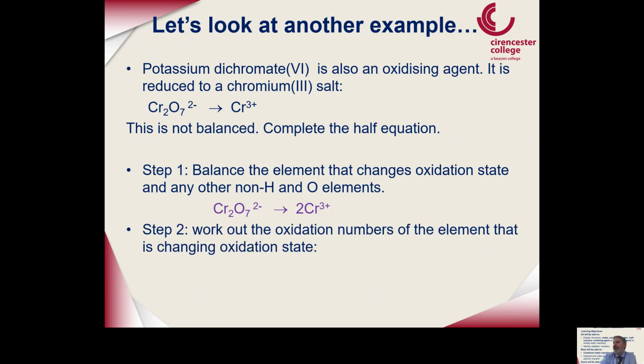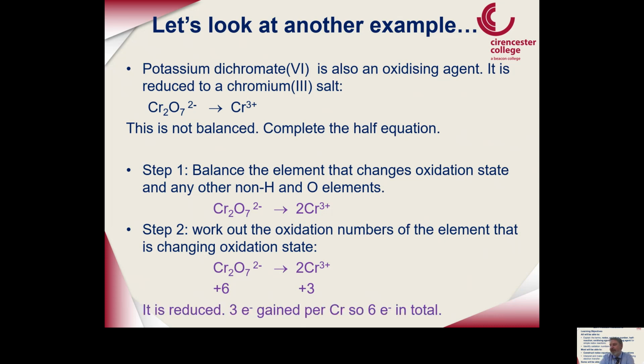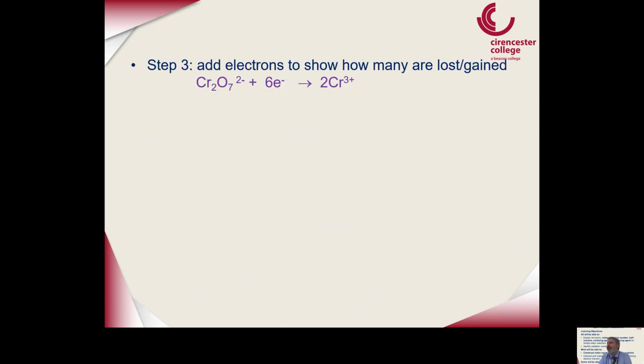Okay, work out the oxidation numbers. So it is going from +6 to +3. Okay, it's reduced. 3 electrons are gained per chromium. So that means we need to add 6 electrons in total because we need to get both of them down to +3. So they're being reduced. So we can pop that in.